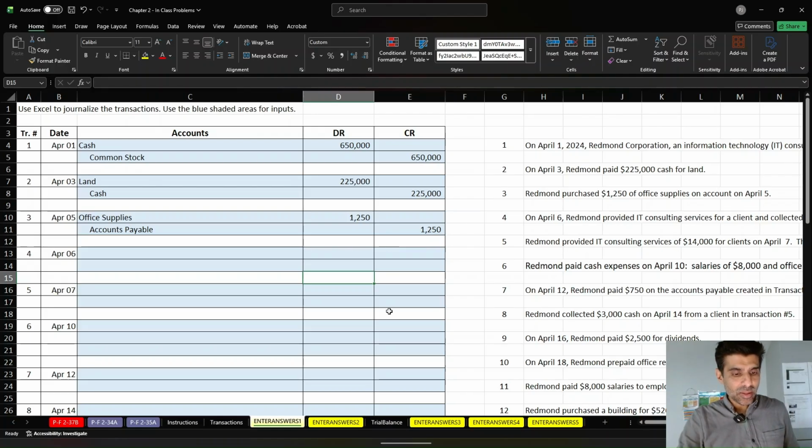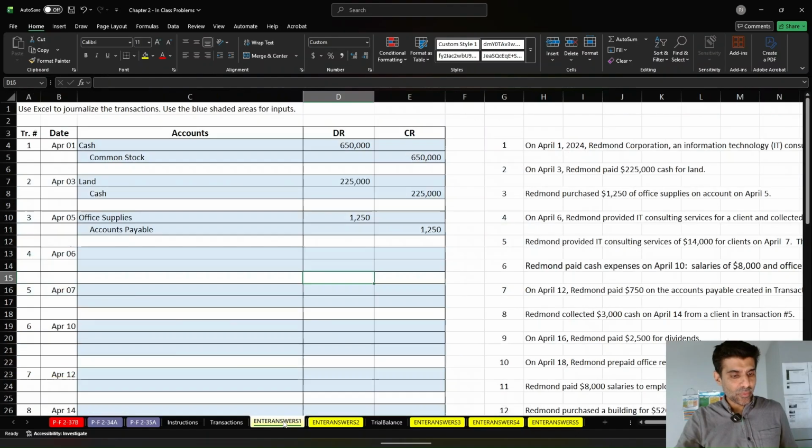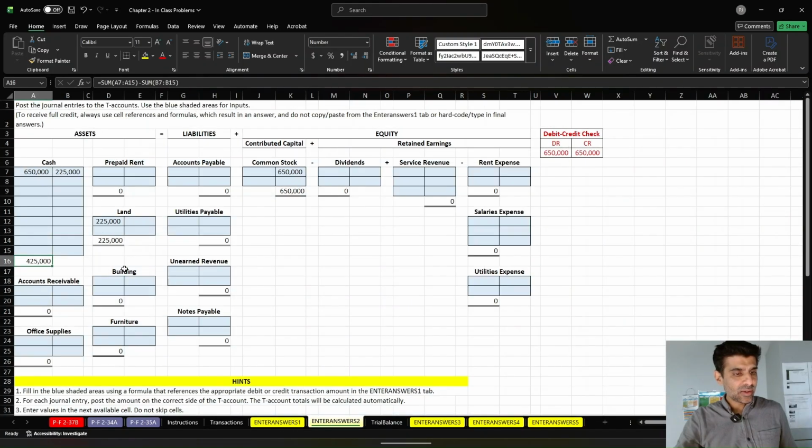So let's just now post these two. Land, debit, 225,000. So I go here to land and make sure I'm on the debit side. I debit 225,000 to land, and then I credit 225,000 to cash. And you can see it's automatically doing it. It's calculating my balance for cash automatically. And then the other one was office supplies, debit, 121,250. So office supplies, debit.